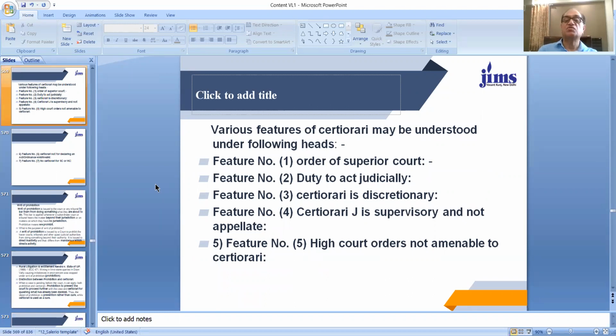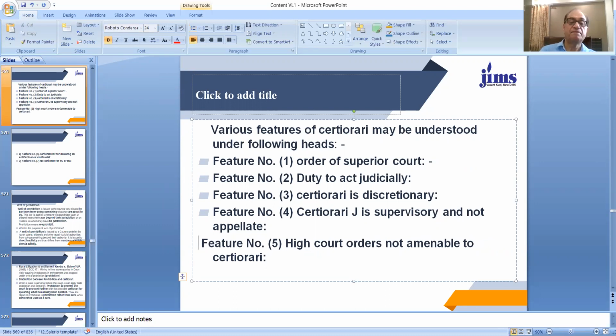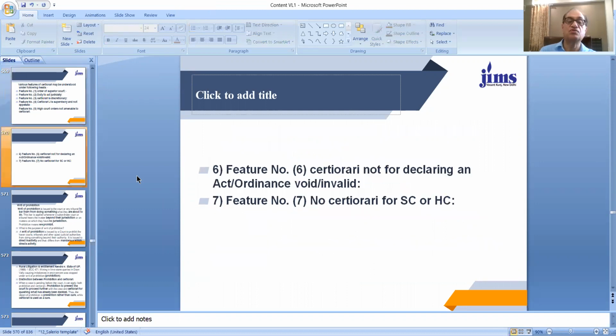Number 1, order of the superior court. Number 2, duty to act judicially. 3, certiorari is discretionary. 4, certiorari jurisdiction is supervisory and not appealable. And the 5th feature is that High Court orders are not amenable to certiorari. A writ of certiorari cannot be issued against a High Court. It is meant for subordinate courts only.